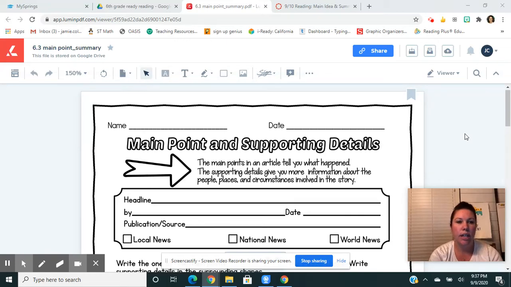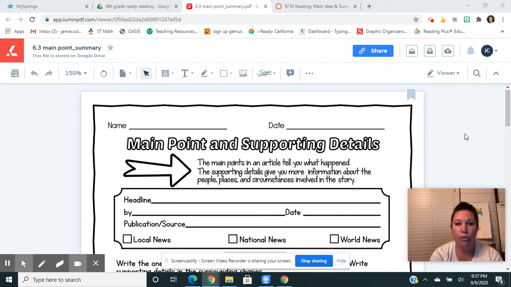Hey guys, so today we are working on main point and supporting details, which goes along with the central idea and details that we have been working on. So we're going to do this, but this time we're using our North America article because we're already familiar with this article. We've been reading it all week to submit our questions and to learn more about the geography. So I figured this would be a great time to use this article to continue on with our main point or central idea and supporting details.